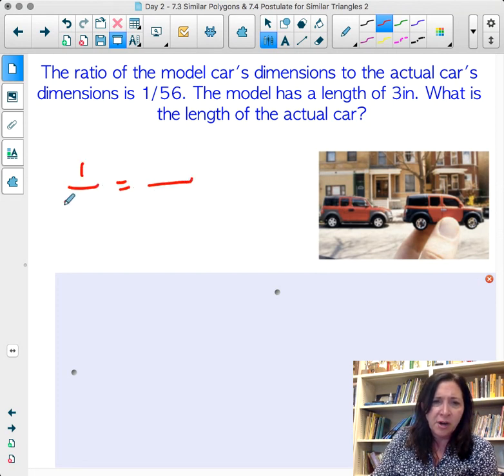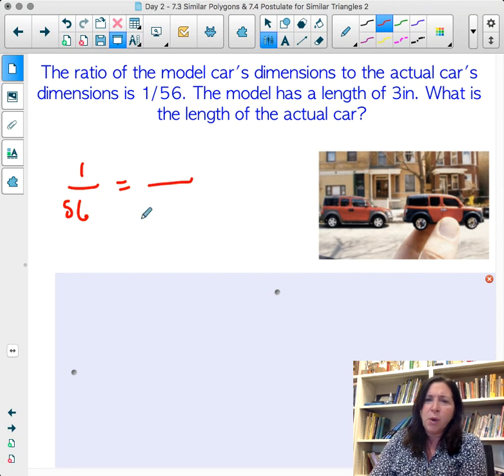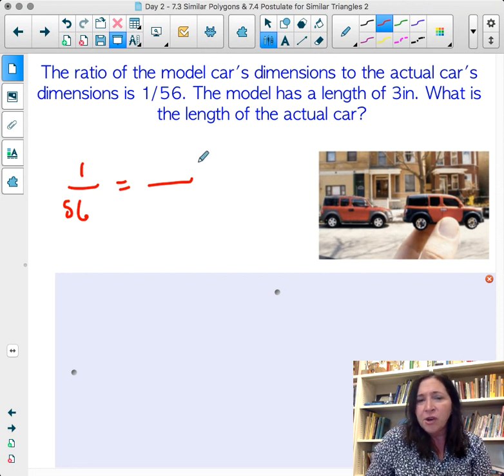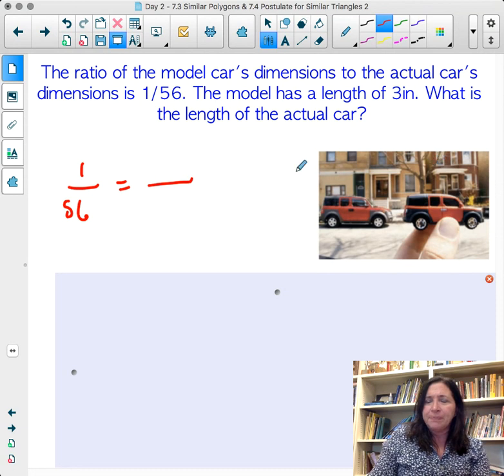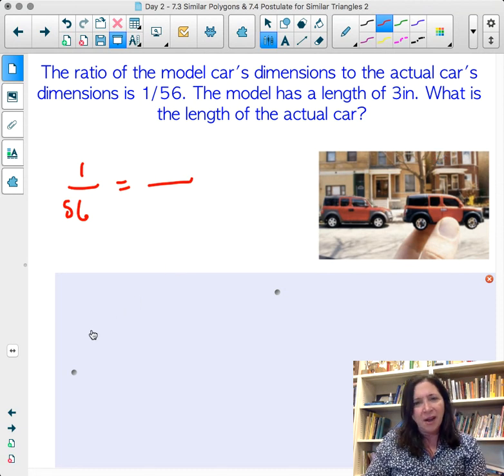And, of course, you're going to start with 1 over 56, but where are you going to put the 3 and where are you going to put your unknown? And that's what you're doing. You're saying you got a length of 3. Well, your dimensions are 1 to 56. So what's the actual length of the car? So if you take a minute, try to solve this and then turn the video back on.